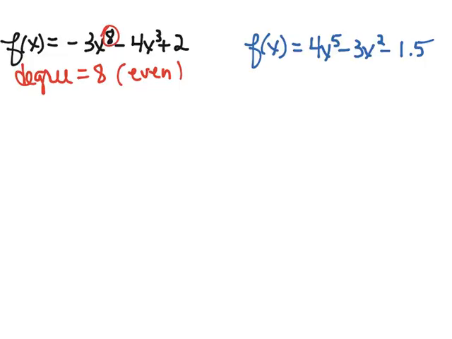Since our leading coefficient is negative, that means that this graph is going to fall to the left, and it's also going to fall to the right. So a non-technical way to write the answer is the end behavior is down, down.